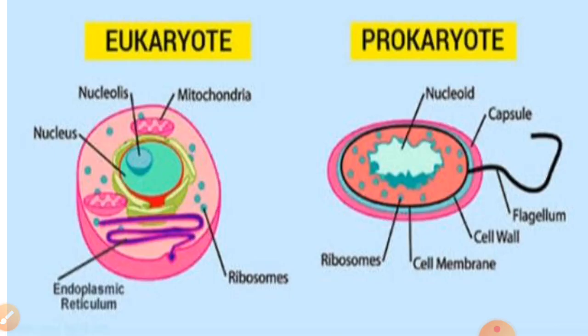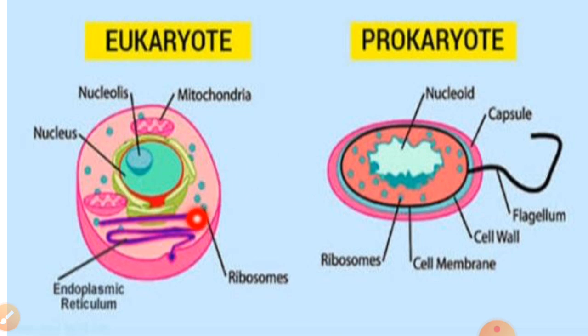Now I will tell you about prokaryotic cells and eukaryotic cells. What is the prokaryotic cell? What is the eukaryotic cell? So first I will tell you about the eukaryotic cell. Eukaryotic cells are much larger and more complex than prokaryotic cells. You can see this small one is a prokaryotic cell, and this is a eukaryotic cell, so it is larger than the prokaryotic cell.